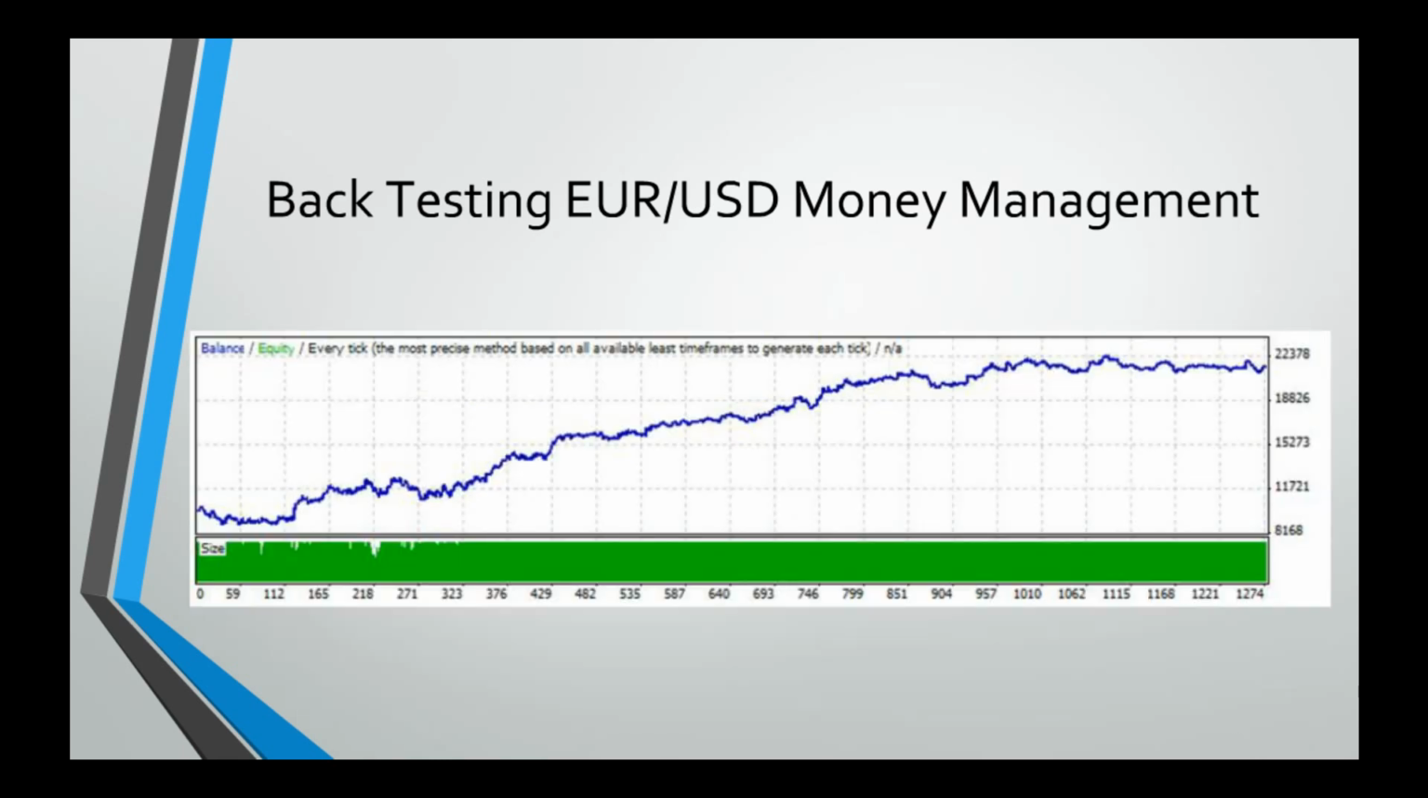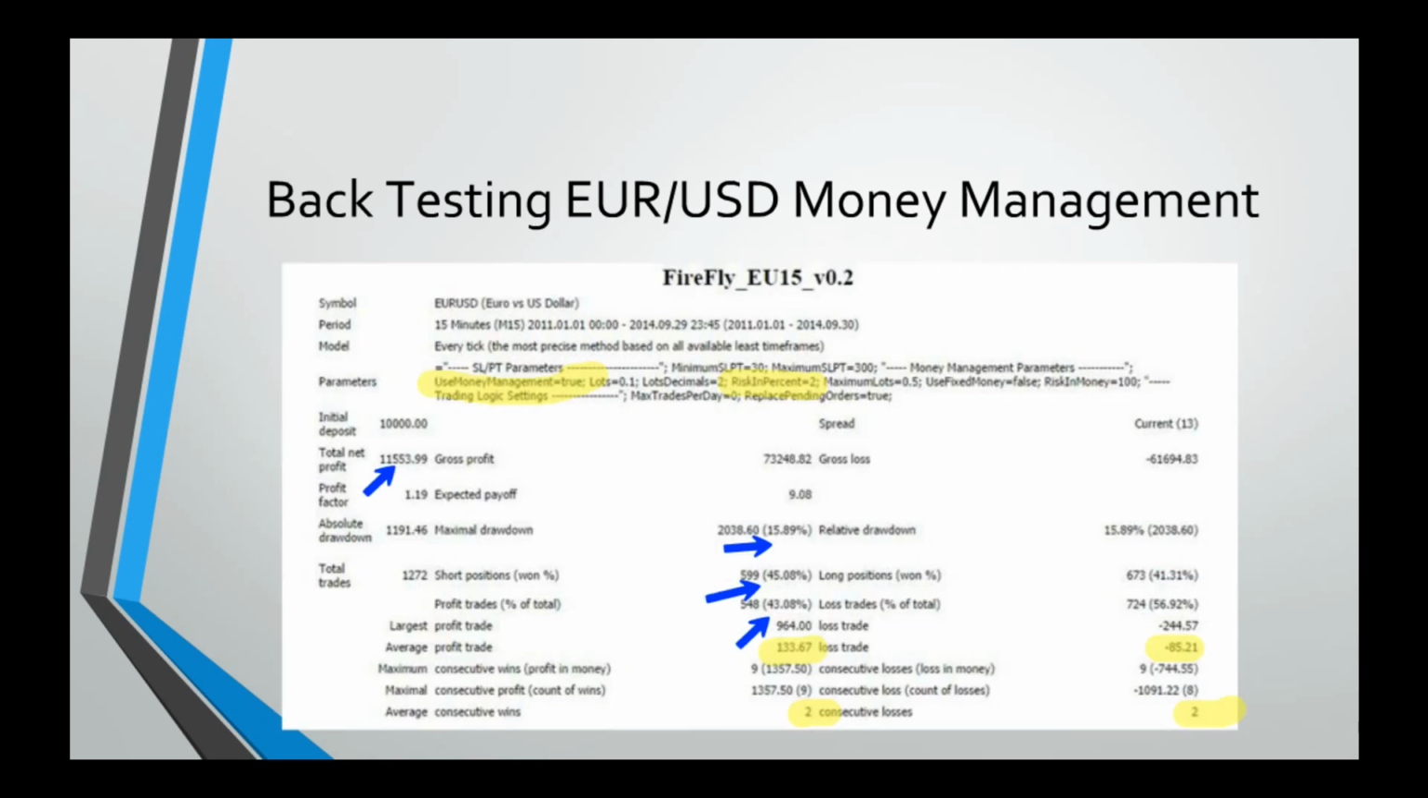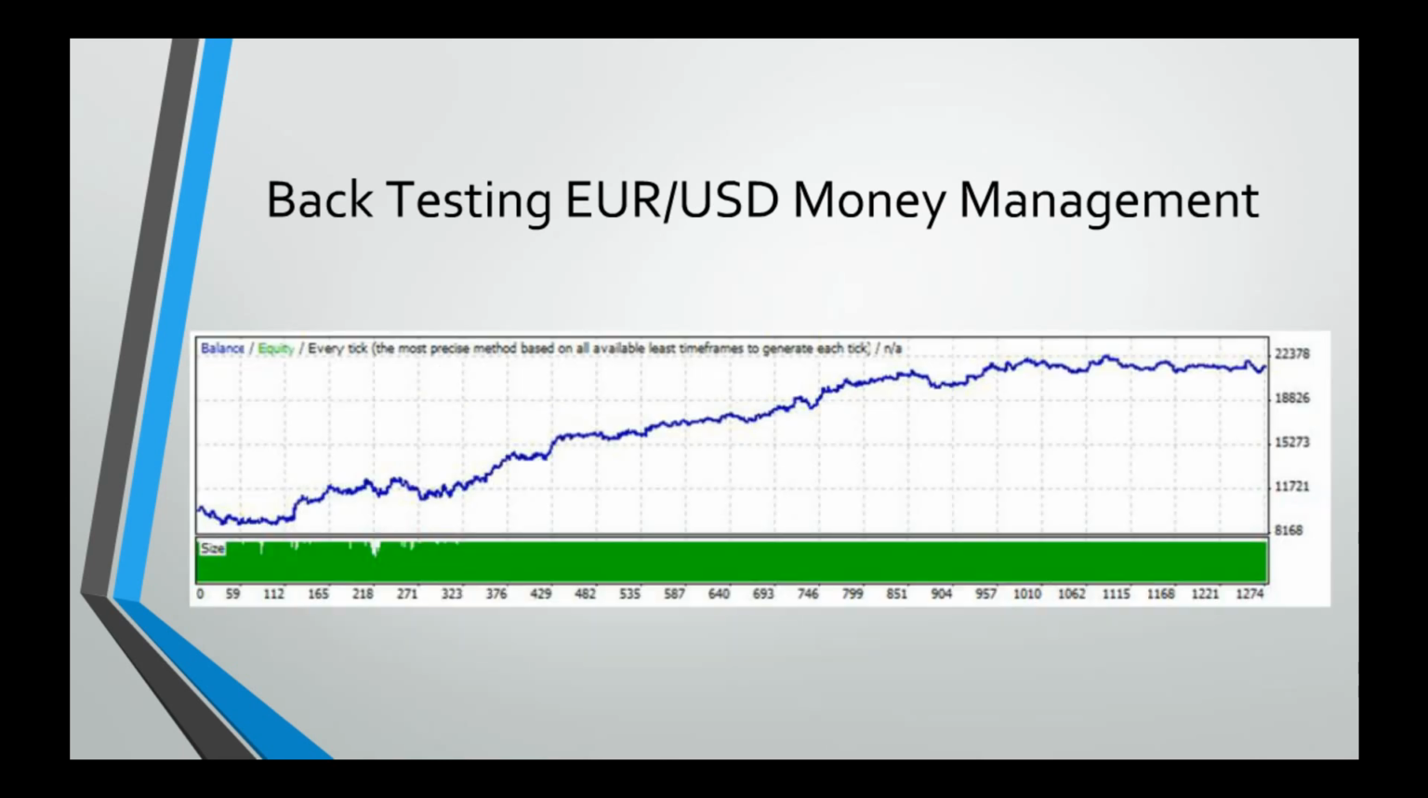But the average loss and the average profit have obviously changed. So this time the average profit from each trade is 133 and the average loss is 85, and that's where the difference has widened. And this is why you've now got a situation whereby you've actually made 110% over the course of the 3.5 years that this is run on the back test.